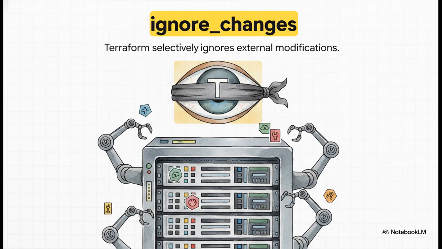And last but not least, ignore_changes. This is how you teach Terraform to play nicely with others. Maybe you have an auto-scaling group that changes its own tags. Well, this rule just tells Terraform, hey, it's cool. I know this thing is going to change on its own. Just look the other way.